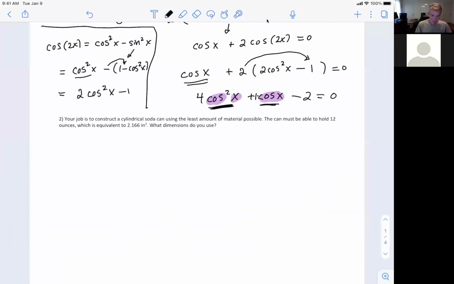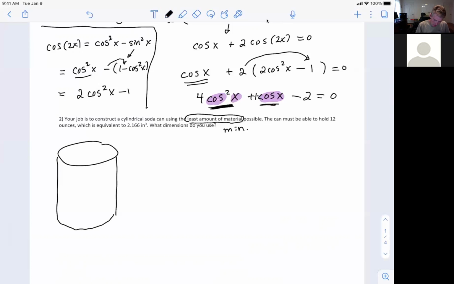Okay, for number 2, this is an optimization problem because we're supposed to find the least amount of material. So in other words, create a function and then find the minimum. So it's a cylindrical soda can. It looks about like this. And then the base is a circle, so I'll have to use R for radius. And then this will be the height of it.